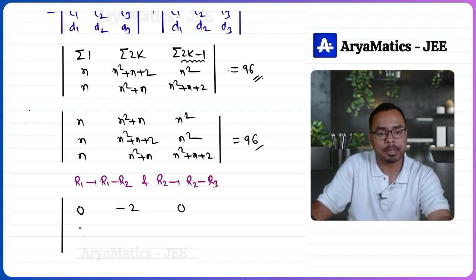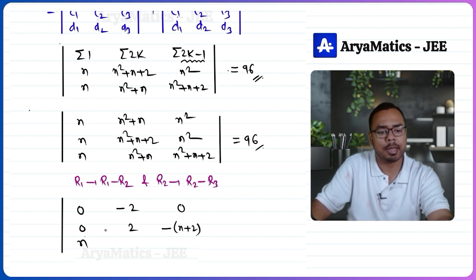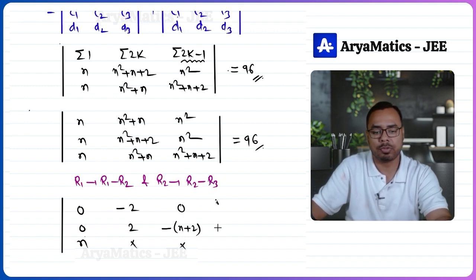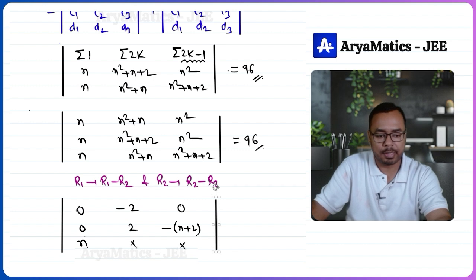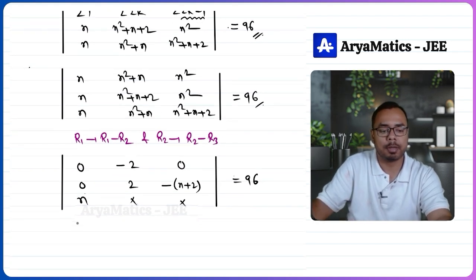R2 is R2 minus R3. So again 0. Here we'll get 2. And this will be minus n plus 2. Here we'll get n. And because we have two zeros here, these two elements will not contribute to the determinant. Right? If these two numbers are 0, then they are not going to contribute to the value of the determinant. So now this will be n.